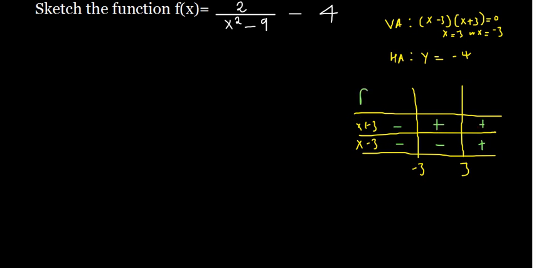Then we need to multiply these factors because they are multiplying. This is going to be positive, negative, positive. So then we go on and sketch this graph.